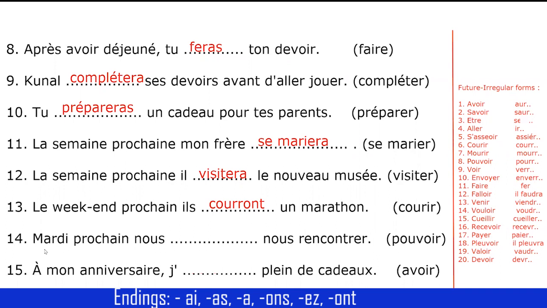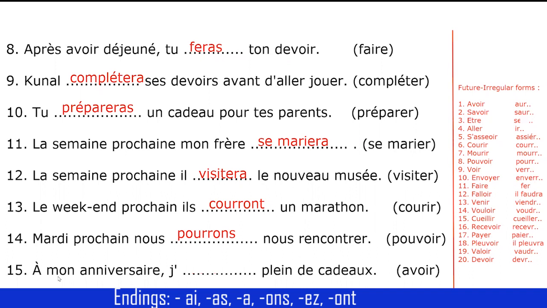The 14th sentence. Mardi prochain, nous dash, nous rencontrer. Your verb is pouvoir. Pouvoir here is irregular. It falls here in the list. The stem will be POURR. After double R, we'll put the endings. Mardi prochain, nous pourrons nous rencontrer. Next Tuesday, we will be able to meet each other.